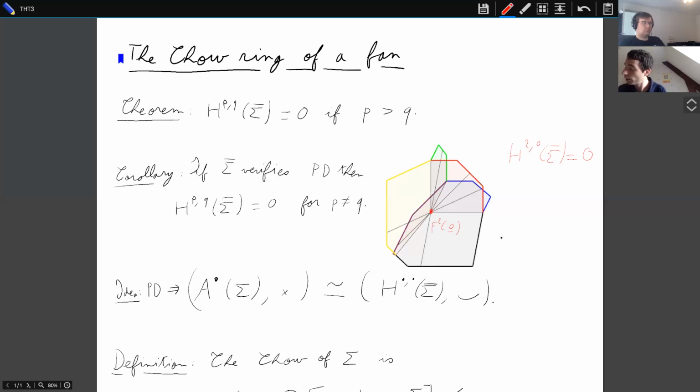So if I take an element in F2 of zero here, then I can take the same linear form. Okay, forget this, sorry. Maybe it's not so easy to justify. Probably it's in the other direction. Okay, so it's true. To do this, we have to use the cubical structure of the fan, and there is a spectral sequence, etc.